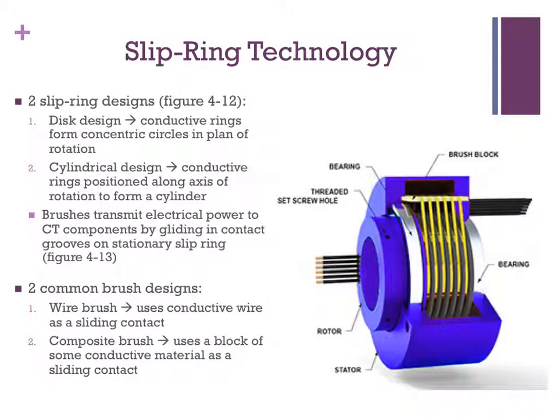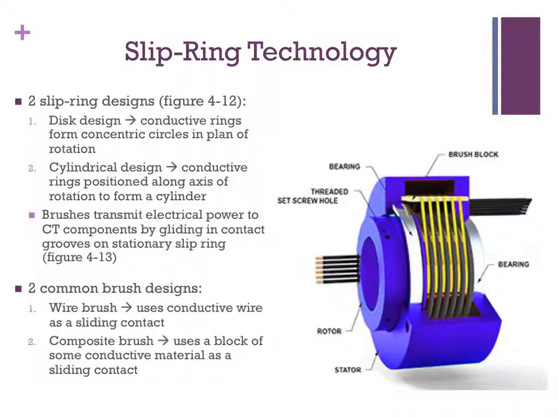There are 2 types of slip ring designs. First, we will discuss the disc design, and this has conductive rings forming concentric circles in the plane of rotation. And then there is the cylindrical design, which includes conductive rings positioned along the axis of the rotation to form a cylinder. In both of these types of designs, the brushes transmit electrical power to CT components by gliding in contact grooves on the stationary slip ring. Take a look at figure 4-13 in your book to see an example of what I'm talking about.